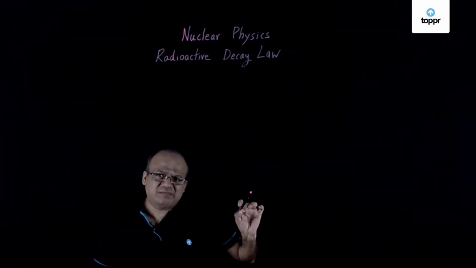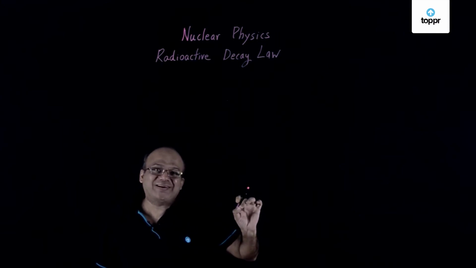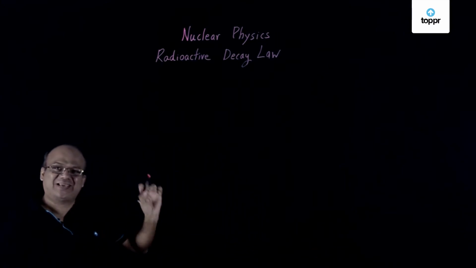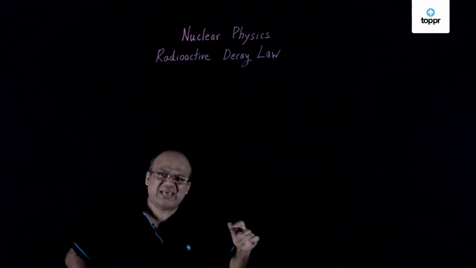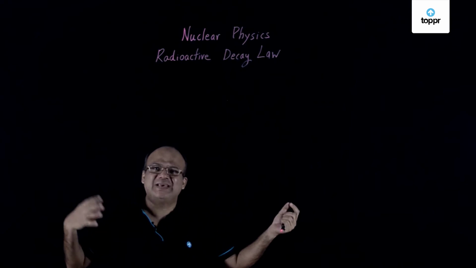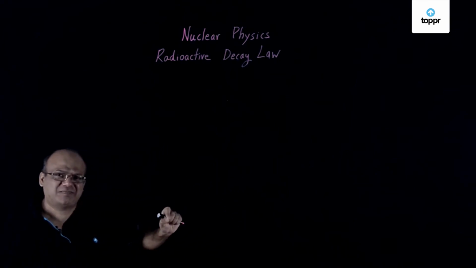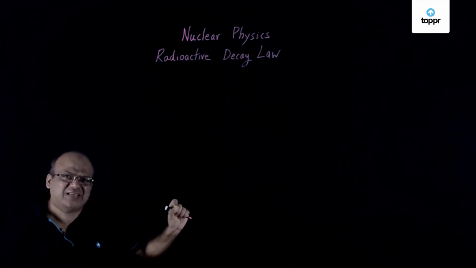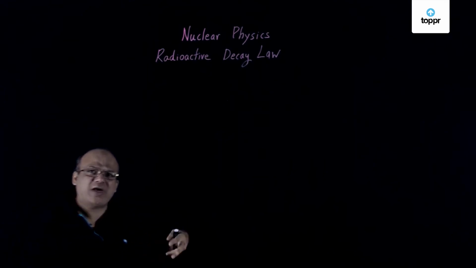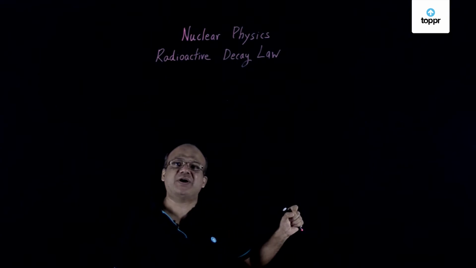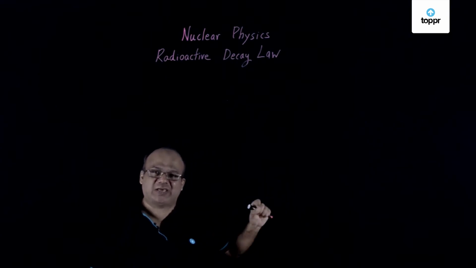Now in this lesson, we are going to learn radioactive decay law. Radioactivity is a random statistical process. Each decay is an independent event and one cannot tell when a particular nucleus will decay.